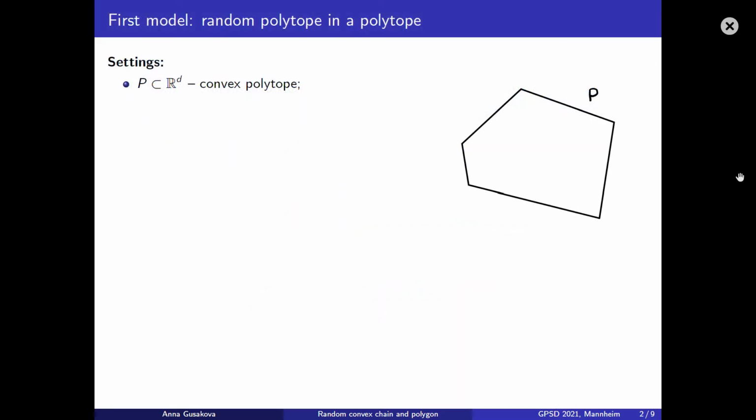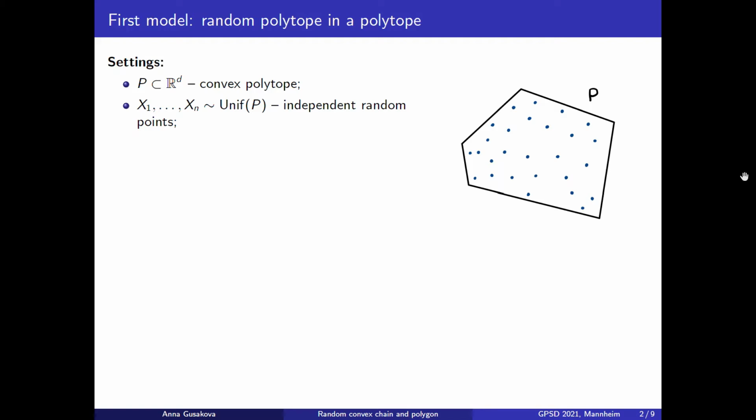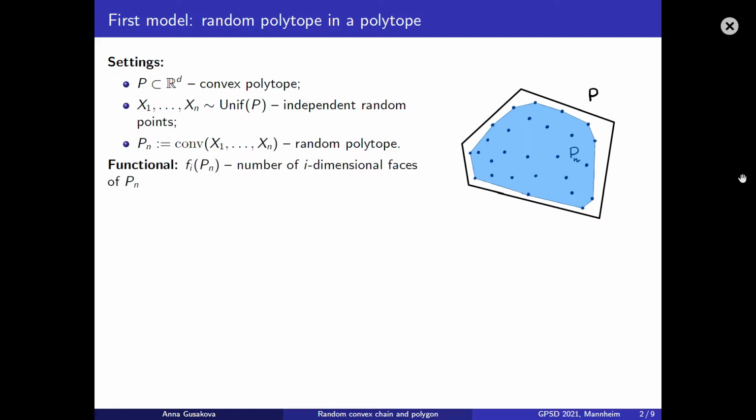Let P be a convex polytope, d-dimensional, and let x1 to xn be independent random points uniformly distributed in P. We consider the convex hull of those random points, Pn, which is a random polytope. There are different functionals one can study for this random polytope Pn, but in this video we consider the number of i-dimensional faces, fi. In particular, when i is equal to 0, we consider vertices of Pn, and when i is equal to 1, for example, we consider edges of Pn.